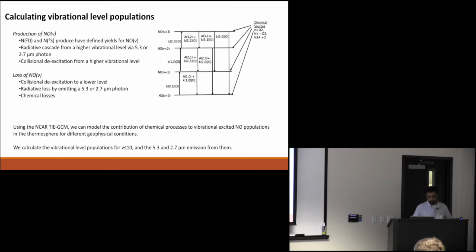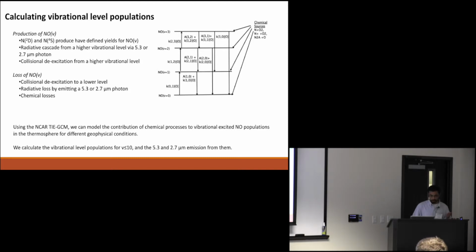N2A is something that Justin's working on. But the yields for these two isn't well defined. And then you have loss processes from every level, where you can have radiative cascade by emission of a photon, you can have quenching, or you can have chemical losses. So once you have this model in place, you can couple it with a global 3D model such as the TIGCM, both by the folks at NCAR, and you can get a picture of the global chemical emission from NO, which is what we've done.